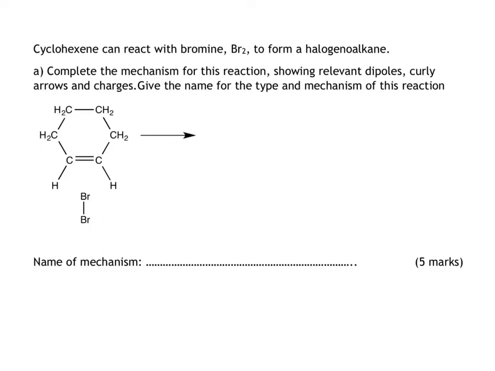So it's 2 marks for simply identifying this as electrophilic addition. That's 2 marks in, which means there's 3 marks available for the mechanism. So it says show relevant dipoles, curly arrows and charges. So we're going to show the dipole across the bromine, and we are also going to show movement of electrons from the middle of the double bond to the first bromine atom, the delta positive, and from the middle of the Br-Br bond to the delta negative bromine.